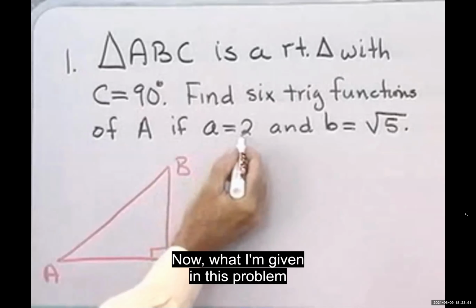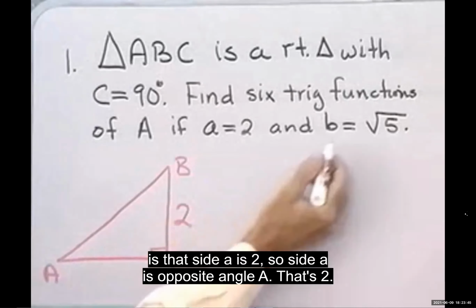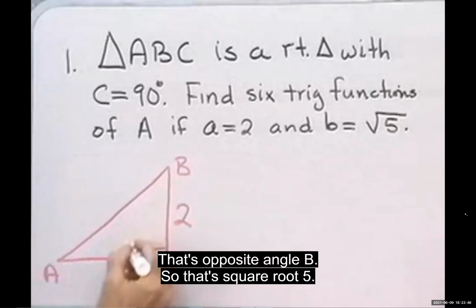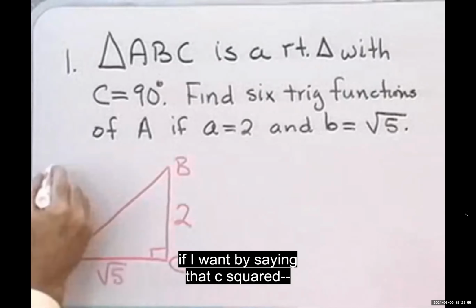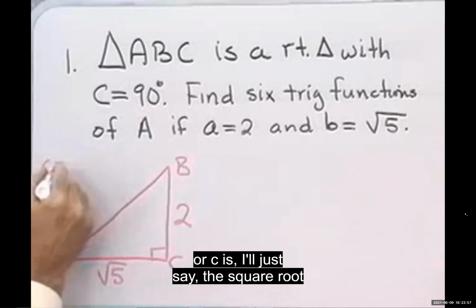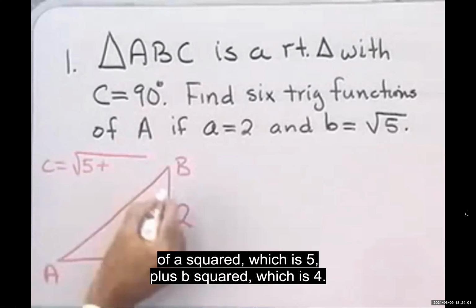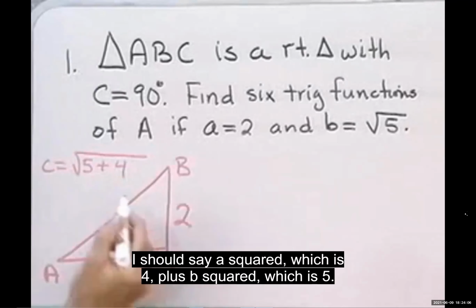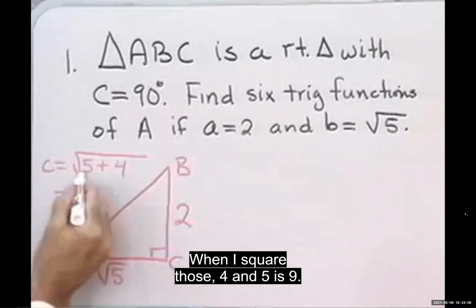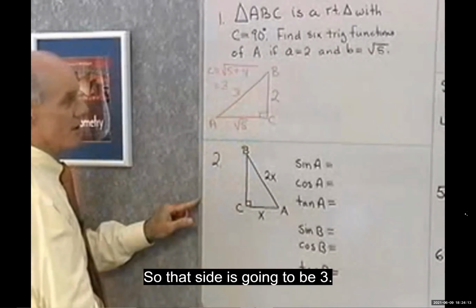Now what I'm given in this problem is that side A is 2, and side A is opposite angle A, so that's 2. Side B is square root 5, opposite angle B, so that's square root 5. I can find the length of the hypotenuse by saying C is the square root of A squared, which is 4, plus B squared, which is 5. When I add 4 and 5, that's 9, and the square root is 3. So that side is going to be 3.